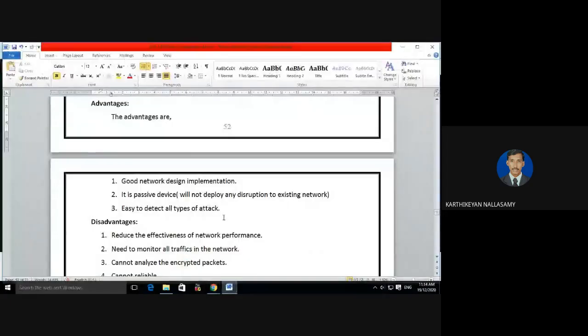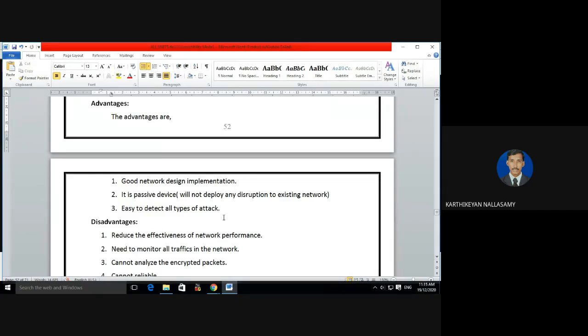Okay, so the next one is a good network design implementation. If you want to implement this IDPS system in a network-based way, we need to identify the proper implementation structure. Then only will we be able to detect all kinds of attacks. Clear? And also it is a passive device. The deployment of the organization will be as usual, so we are only adding the intrusion detection. We need not disturb anything in the existing environment.